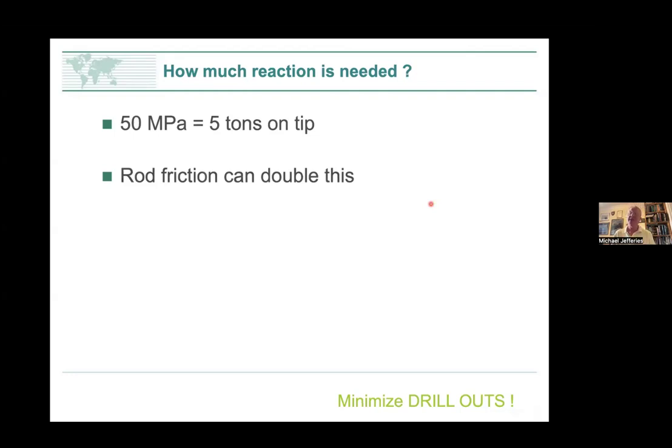So you need at least 5 tons to push a 50 megapascal cone into the ground. But it's pushed into the ground by steel rods. The soil moves against the soil rods, and you get a lot of friction. So if you want to push into fairly dense ground and you're using a 50 megapascal cone, you actually need something like 10 tons or 12 tons of reaction to be able to push the cone into the ground.